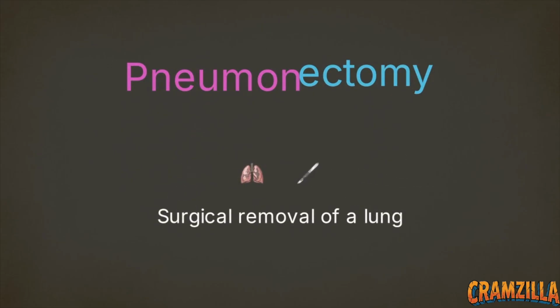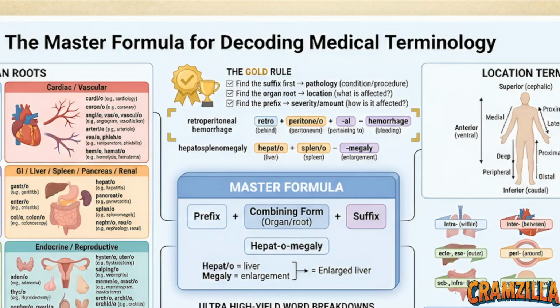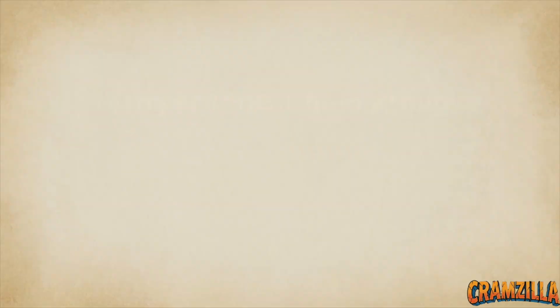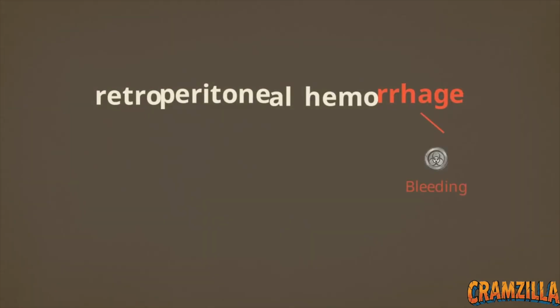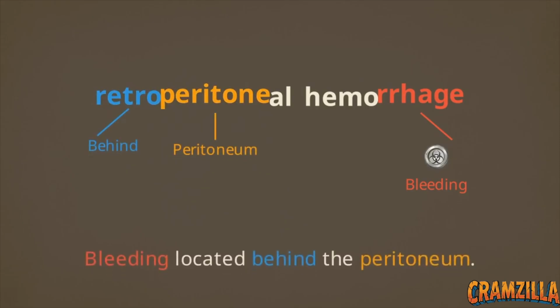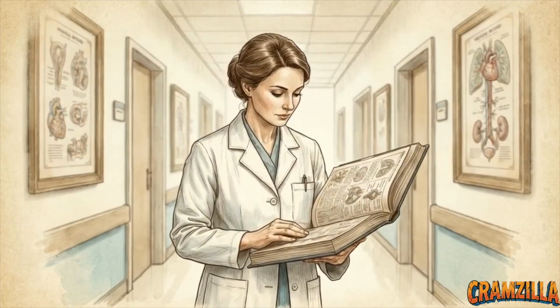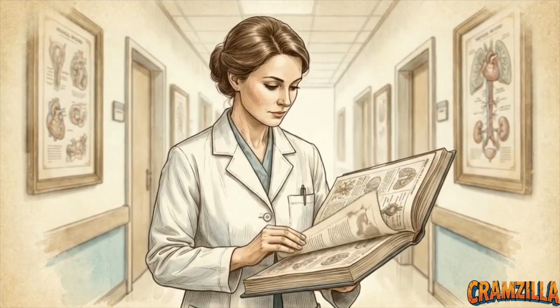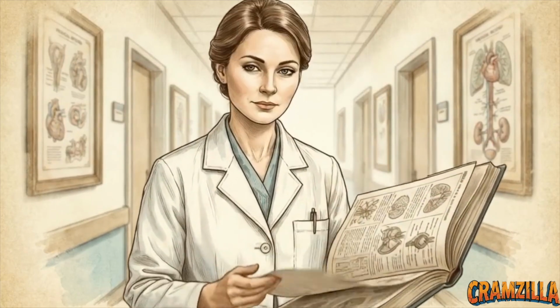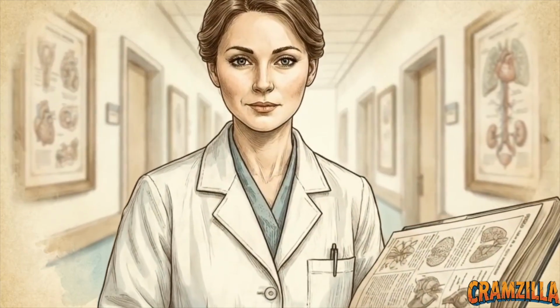We can push the system to its limits by deconstructing an advanced diagnostic phrase, retroperitoneal hemorrhage. Decoding suffix first, we find rhage, meaning bleeding. We locate it at the peritone, the peritoneum, and we check the prefix retro, establishing that the bleeding is located behind that membrane. Medical terminology is a highly structural syntax. By identifying these three variables, even the most intimidating clinical phrases resolve into a predictable structural logic.